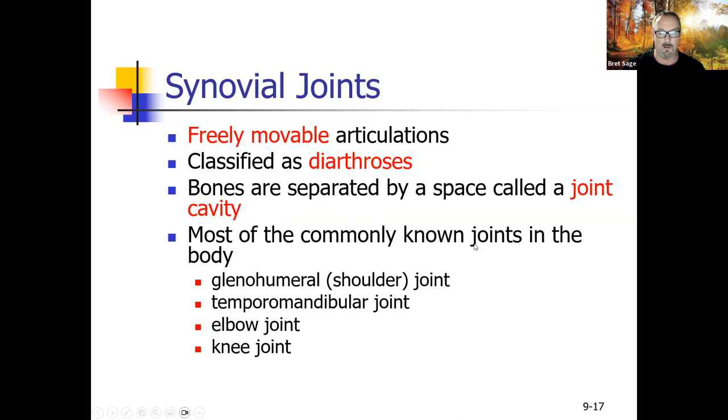It's the most commonly known joints in the body. We find it, as I talked about earlier, the glenohumeral or shoulder joint, temporomandibular, which is right where your jaw attaches to your skull, elbow joint, and knee joint. I don't need to show you my elbow. You know what it looks like.